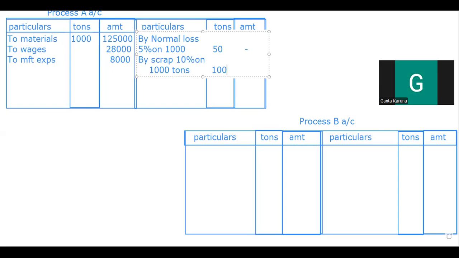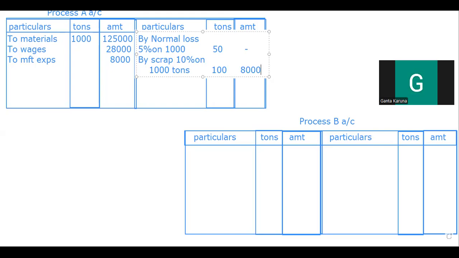It has been clearly mentioned that the 10% scrap from process A and process B will realize 80 per ton and 200 per ton respectively. So from process A, the scrap will be sold at 80 rupees per ton. 80 rupees per ton, and how many am I selling? 100 tons. So 100 into 80 is going to be how much? It will be 8,000. So this is how I have got it.